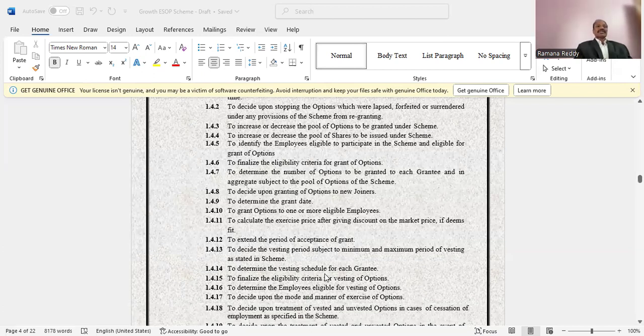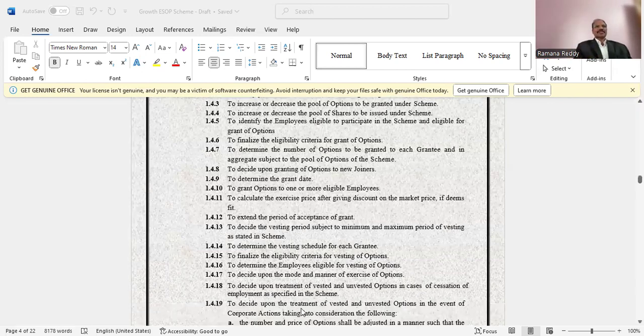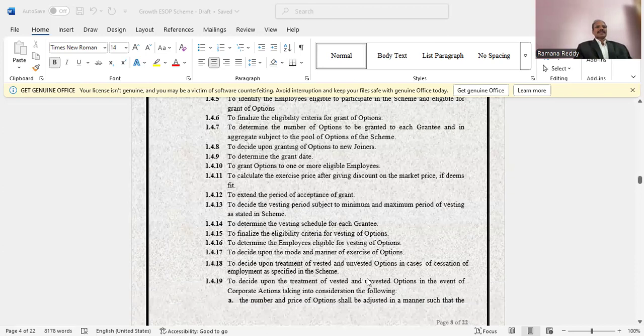To determine the vesting schedule for each grantee, it is not common to all the grantees. And to finalize the eligibility criteria for vesting of options, it may be seniority or it may be linked with targets or performance. To determine the employees for vesting options, to decide upon the mode and manner of exercise of options, and to decide upon the treatment of vested and unvested options. Suppose unvested options are there, the NRC can take a decision to re-grant options in case of cessation of employment, as specified in the scheme.